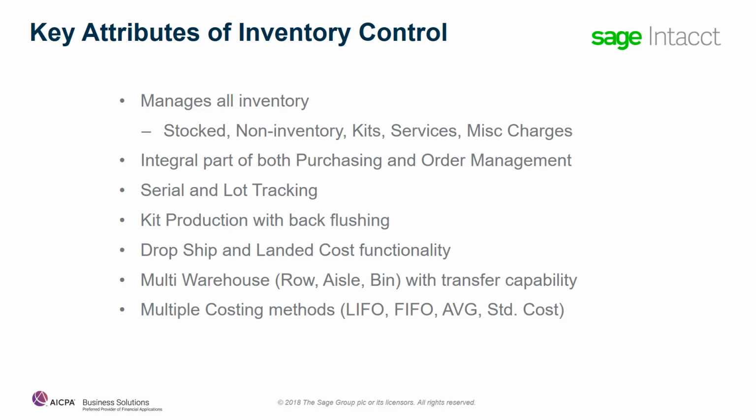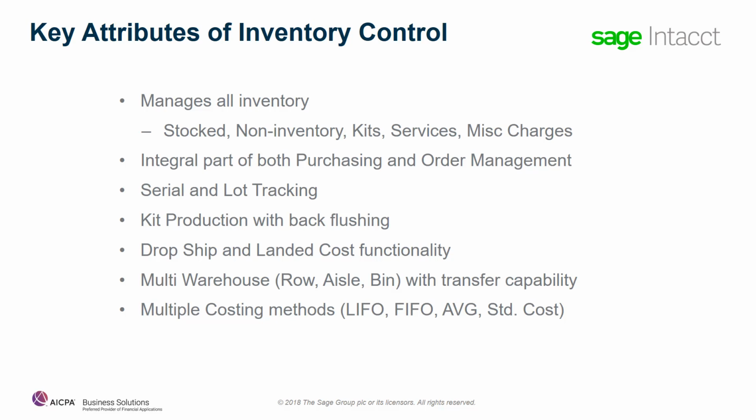system. The inventory system is also an integral part of both purchasing and order management. During the purchasing and order management process, inventory can allow you to procure as well as sell all the items listed above, whether they're stocked, non-stocked, a service, or a charge. Inventory control allows you to track items with serialization and lot tracking, as well as creating the mask and the codes to set up those individual items that are being tracked by serial or lot.